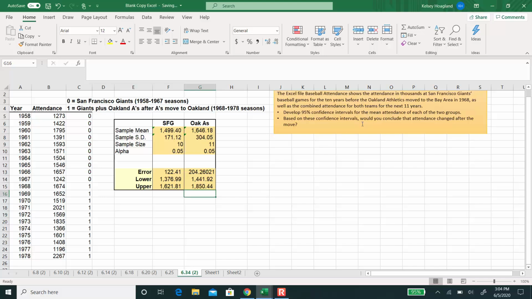So based on these confidence intervals, can we conclude that the attendance changed after the move? No, we cannot, because a lot of the data in this interval is still present in this one. So you can't decisively say that it has increased or decreased because the intervals overlap. So that is how you use decision making with confidence intervals.